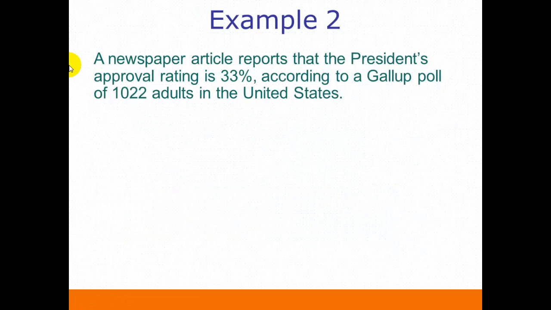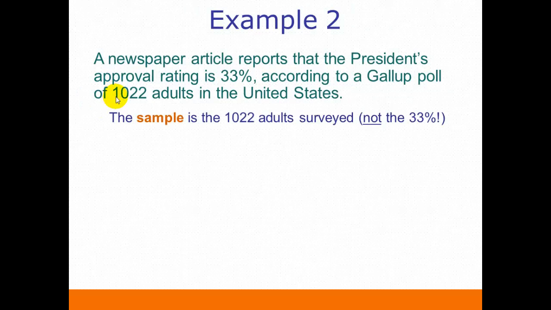Here's another example. A newspaper article reports that the president's approval rating is 33%, according to a Gallup poll of 1,022 adults in the United States. So again, if we want to identify our sample, the 33% is data that comes from our sample, but that's not our entire sample. Our sample would be all of those who were surveyed, so it would be the 1,022 adults.